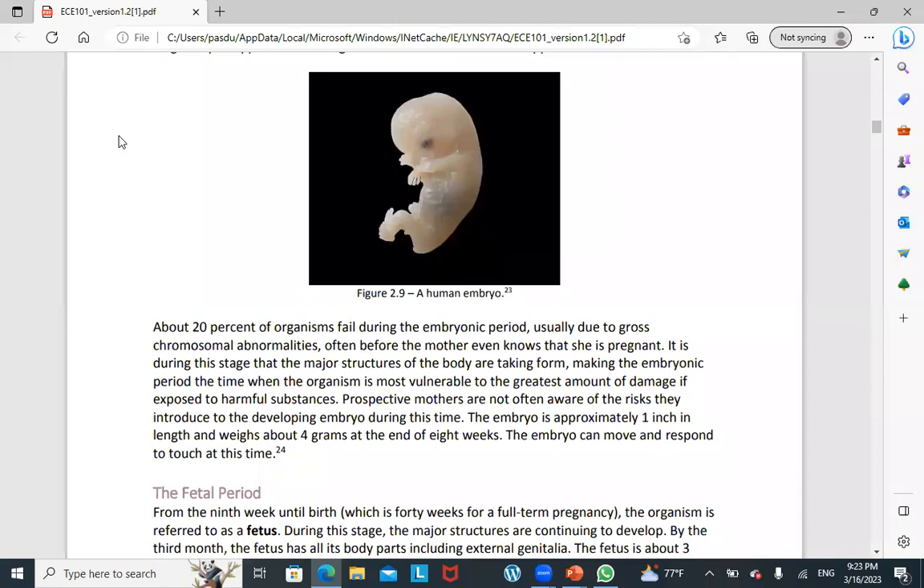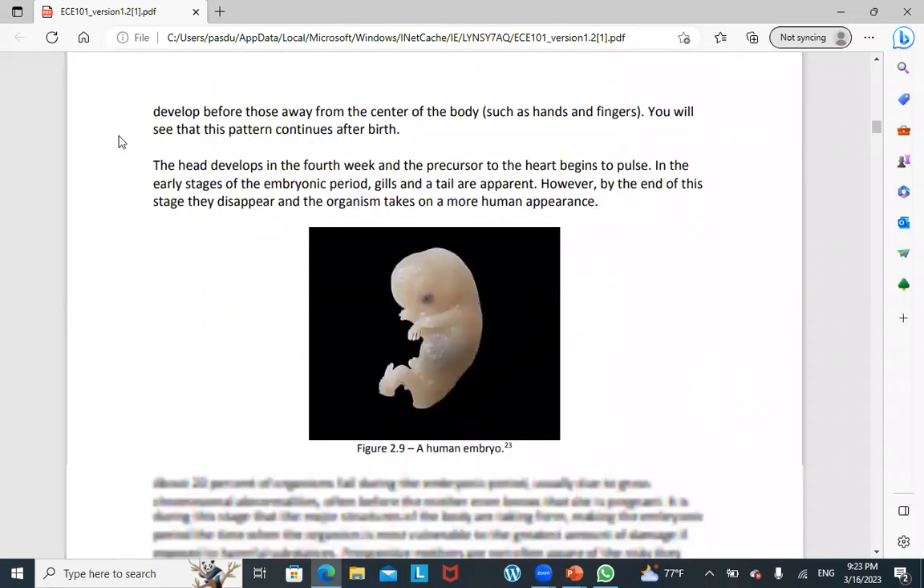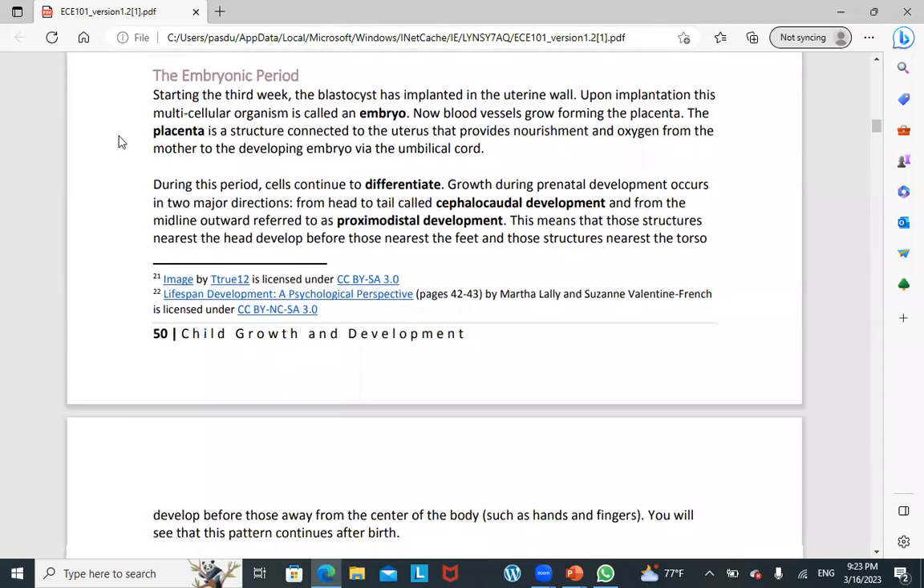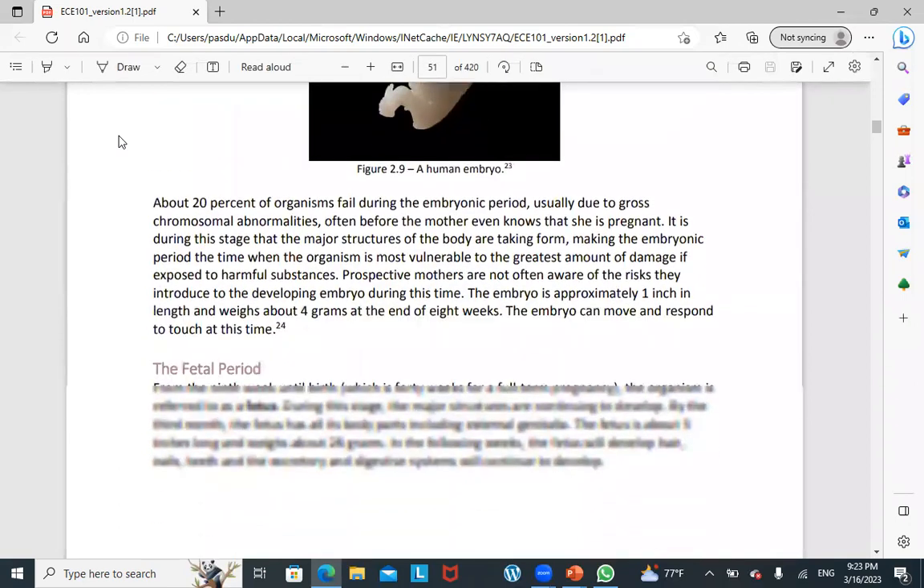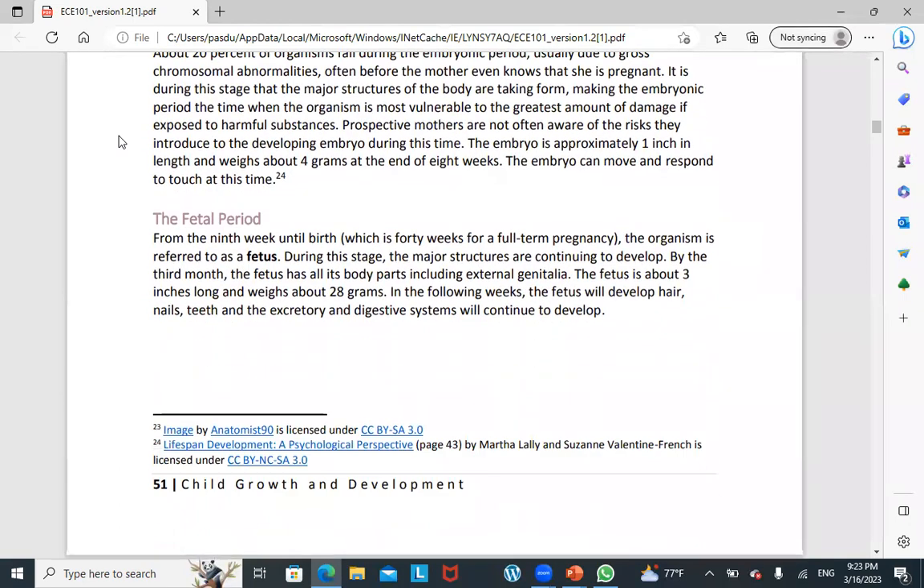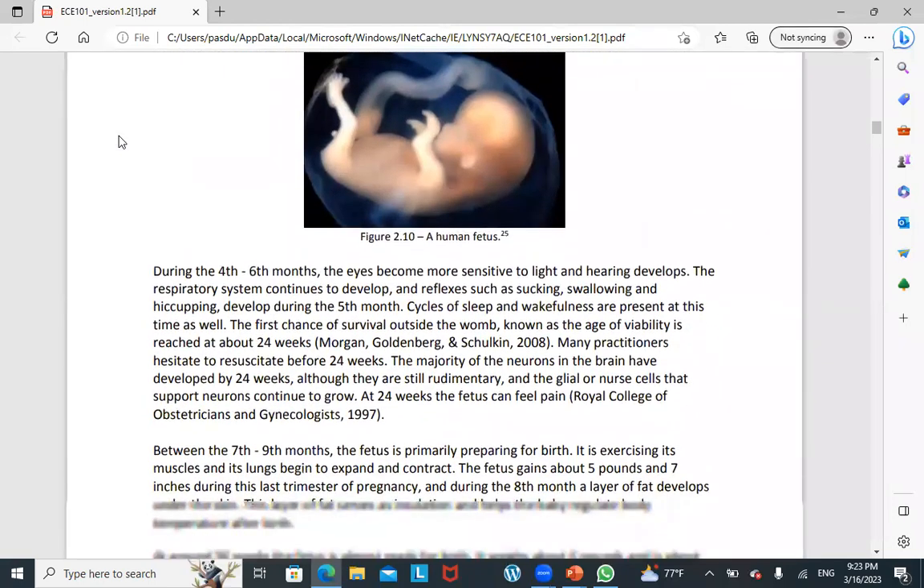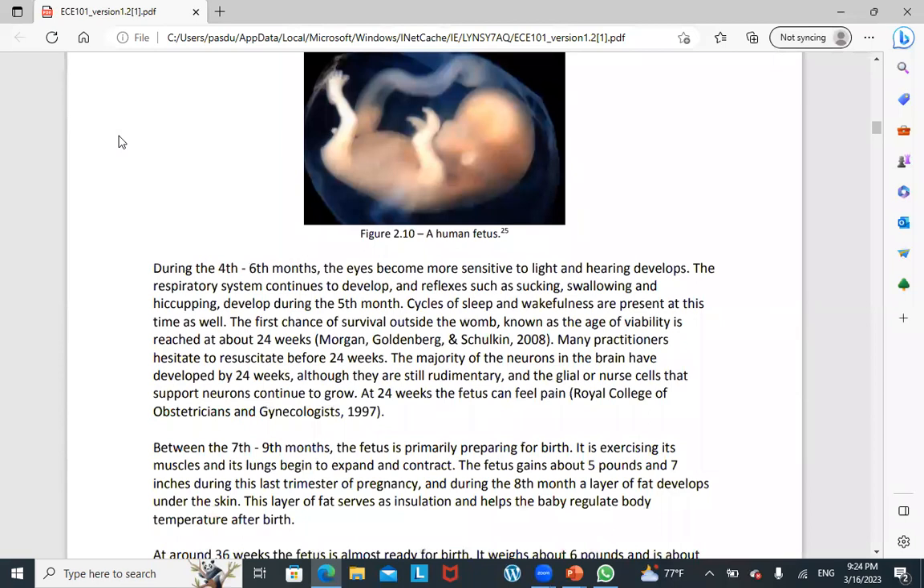The embryo is approximately 1 inch in length and weighs about 4 grams at the end of 8 weeks, that means the second month. The embryo can move and respond to touch at this time. So up to which point have we discussed? Our 2 stages of prenatal development we have discussed. You can take a note. The fetal period is there. You can read that also and take a note. I will explain from here onwards the next day. Is it all right?